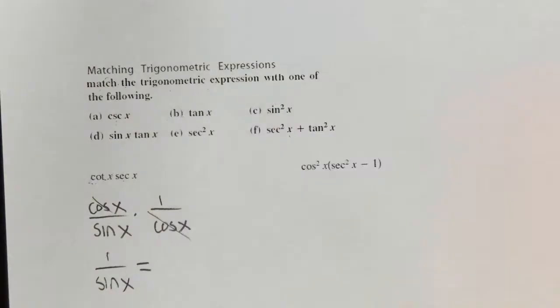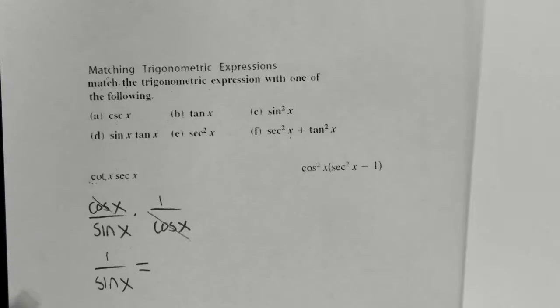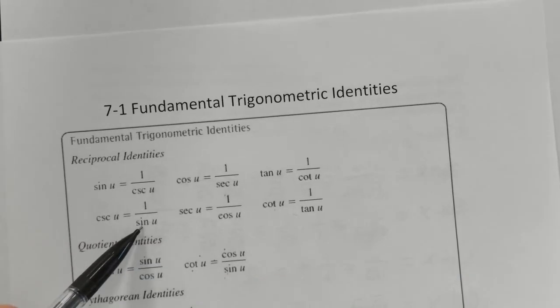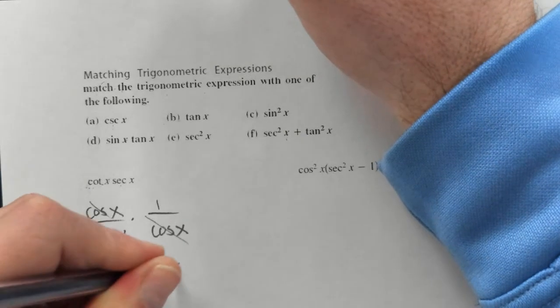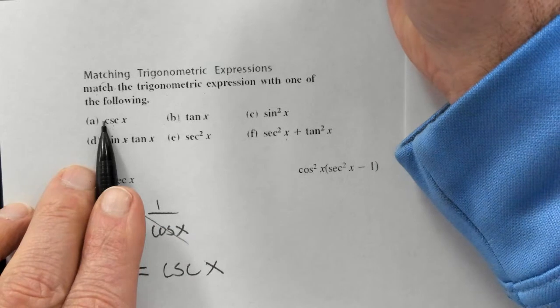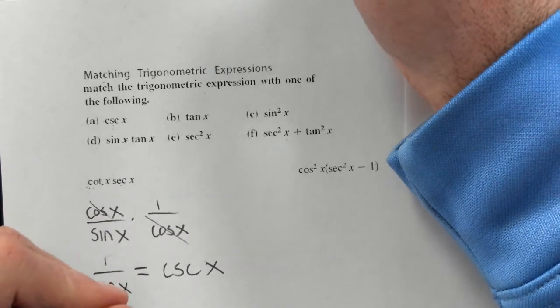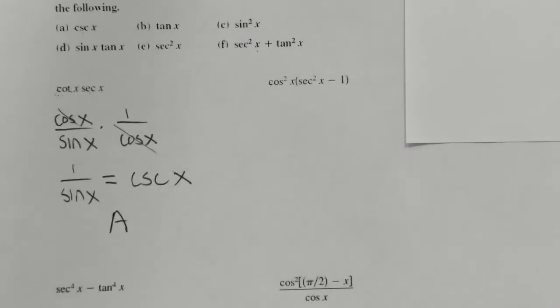And we can also change that. 1 over the, what was it? 1 over sine. 1 over sine is equal to cosecant. So I'm going to change this to cosecant of x. And that now matches one of my responses. The answer is A here. Okay? All right, so there you go.